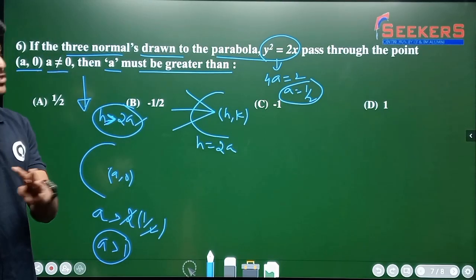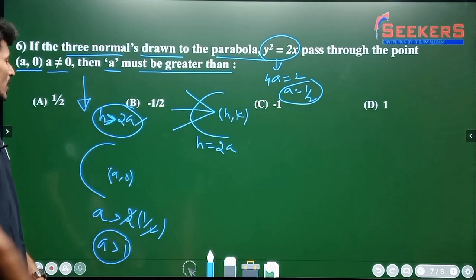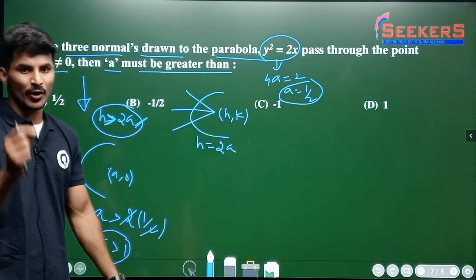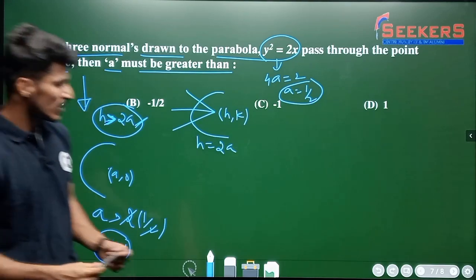Alright, so 3 normals to a parabola can be drawn if and only if this condition is satisfied: h greater than 2a. What is h here? The x coordinate of the point given to you. Cool. So this is what the session is all about.